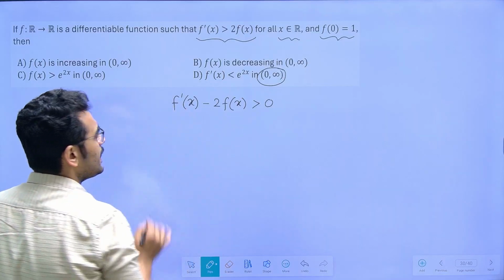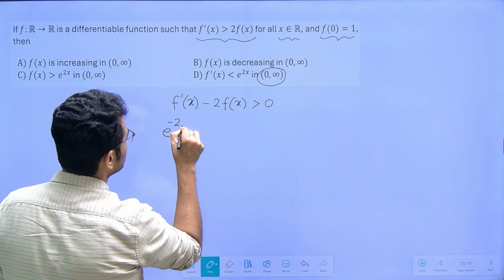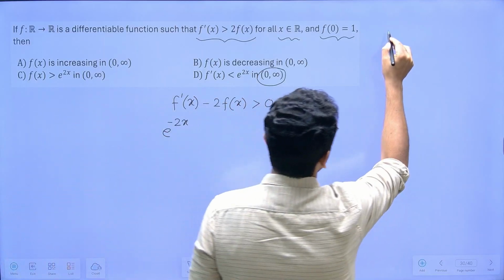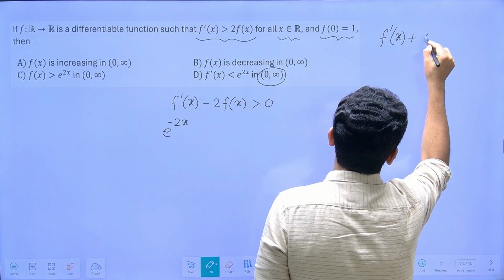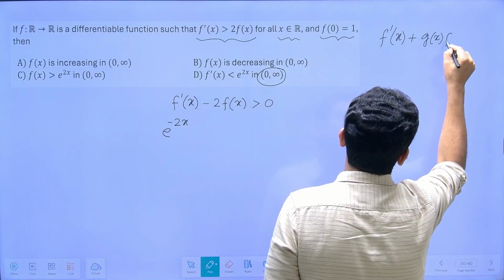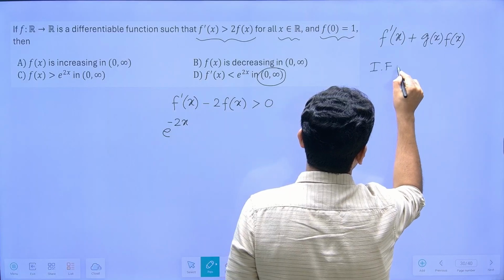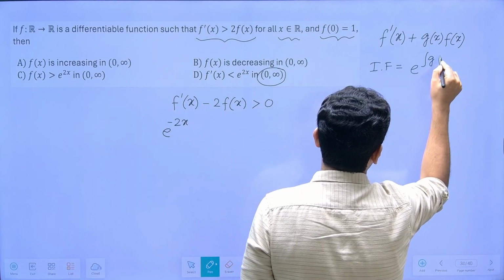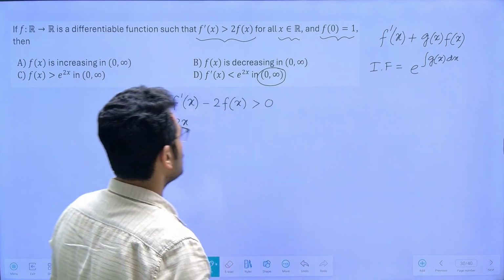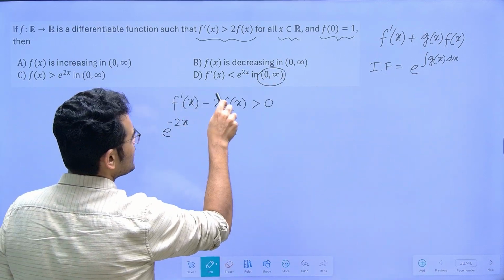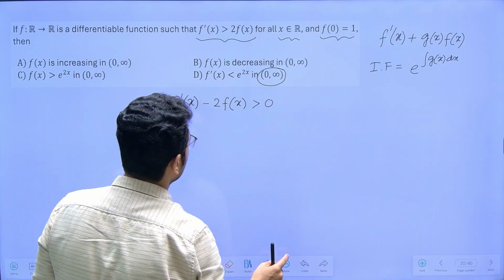Now here, what is the integrating factor? Of course, integrating factor will be e to the power minus 2x. We know that for an expression f'(x) plus g(x) into f(x), for this type of expression, integrating factor is e to the power integral g(x) dx. This is the integrating factor. So using that same idea here g(x) is nothing but minus 2, so integrating factor will be e to the power minus 2x.